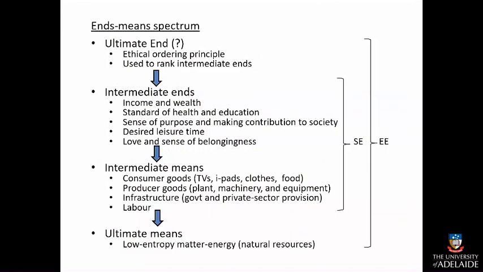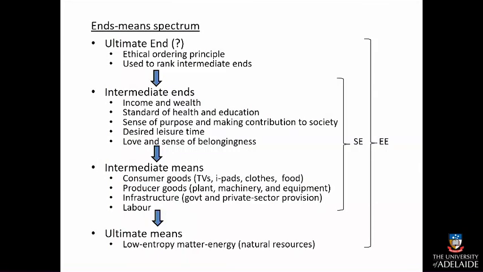One way to consider the difference between ecological economics and standard economics is with respect to what's called an ends-means spectrum. So at the top of the spectrum is the ultimate end. I've got a question mark there. Who knows what the ultimate end is? It depends on cultural factors, what religion you practice or what have you. Essentially, it's an ethical ordering principle which we use, whether we like it or not, as a means of ranking intermediate ends, or our needs and wants. So the intermediate ends are things like income and wealth, standard of health and education, sense of purpose and making contributions to society, desired leisure time, love and sense of belongingness. You could add a lot more to that list.